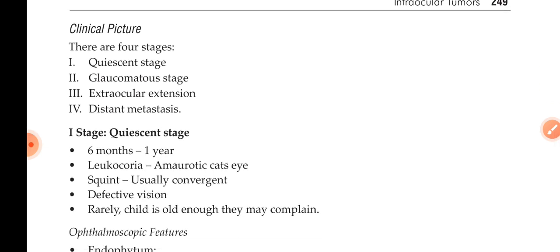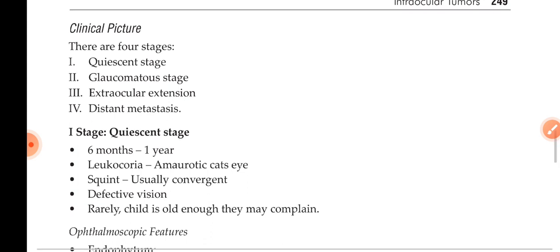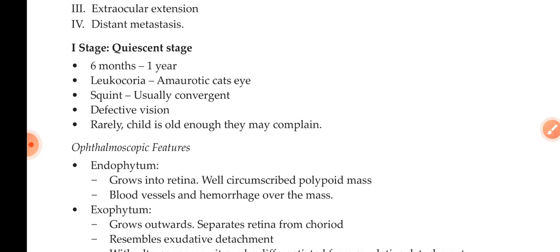Now coming to the clinical picture of retinoblastoma, there are 4 stages: quiescent stage, glaucomatous stage, extraocular extension, distant metastasis. Quiescent, the word itself means silent; for 6 months to 1 year it will be silent. Next there will be leukocoria, that is amaurotic cat's eye. The mother will bring the child with a whitish discoloration of the eye, leukocoria.